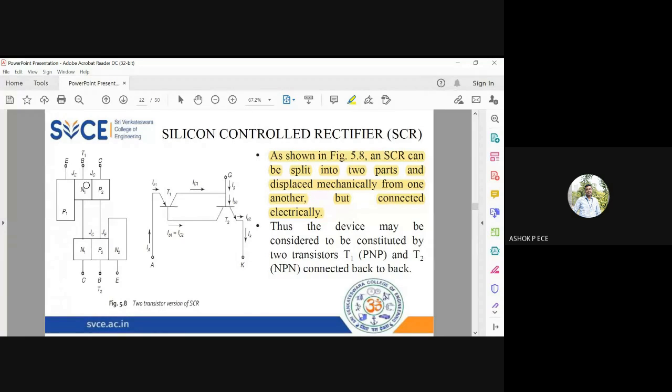The SCR is a four layer single device. Why we are splitting the SCR into two transistors is that we are going to analyze the effect of all the currents using the two transistor model of SCR. So you can see that SCR can be considered to be two transistors, NPN and PNP, connected back to back. Back to back means the collector of one transistor is given to the base of the other transistor, and the collector of the other transistor is given to the base of the first. So the base and collector terminals of these two transistors are connected back to back.